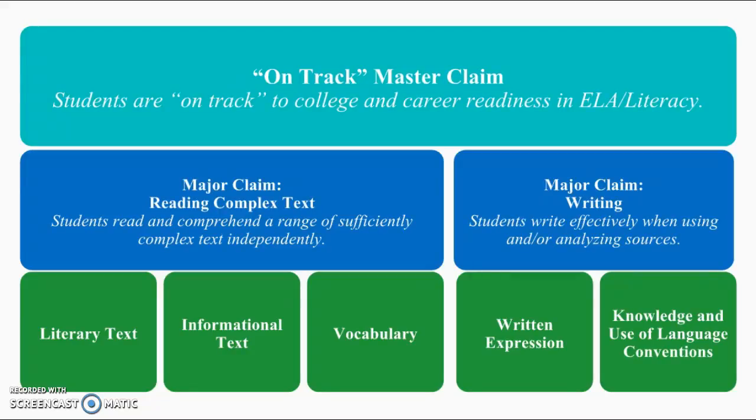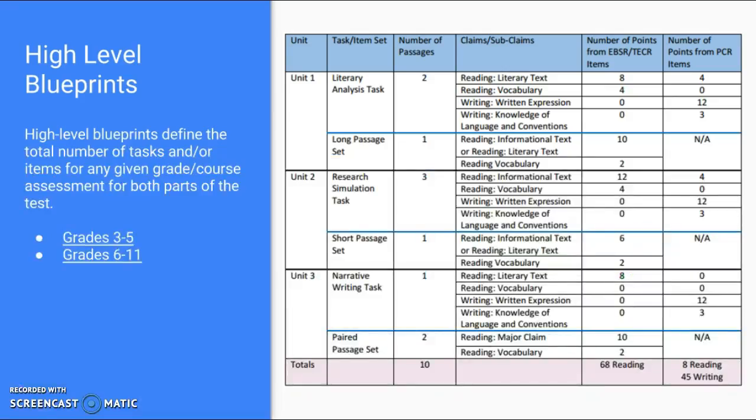Okay, now that we have reviewed PARCC's master claim, whether students are on track for college and career readiness, major claims, reading and writing, and subclaims, literary texts, informational texts, vocab, written expression, and language usage, we are ready to take a look at the high-level assessment blueprints. The high-level assessment blueprints define the total number of tasks and items for each assessment. Here, we're looking at the high-level blueprint for the ELA and Literacy PARCC test for grades 6 through 11.